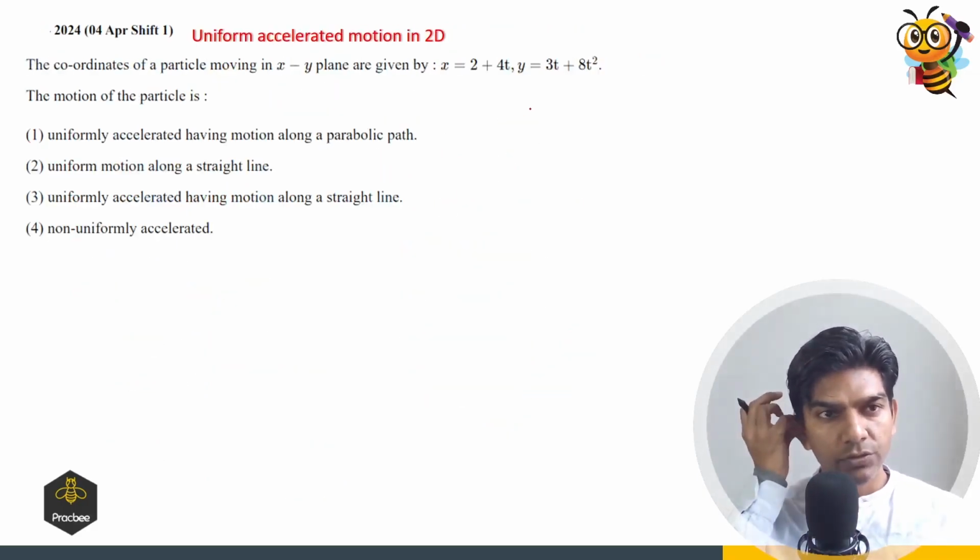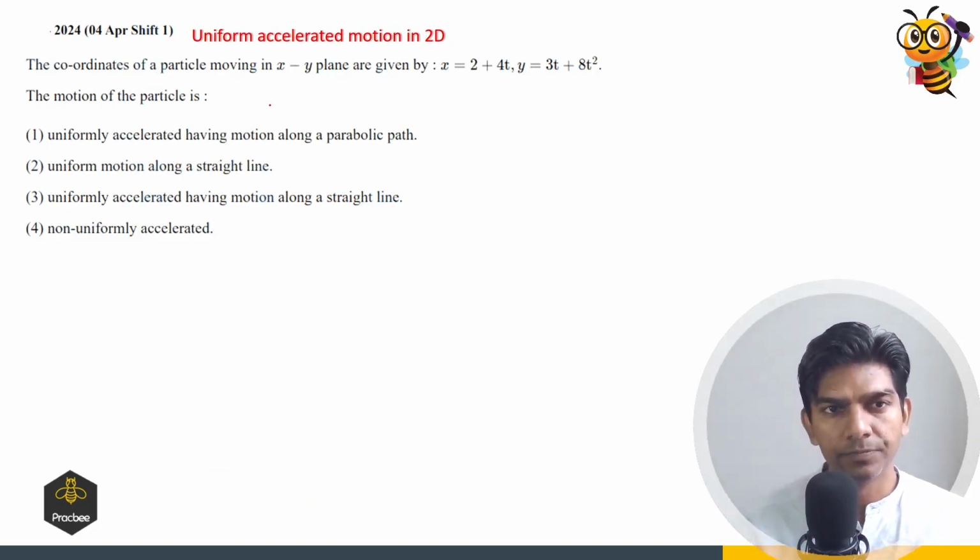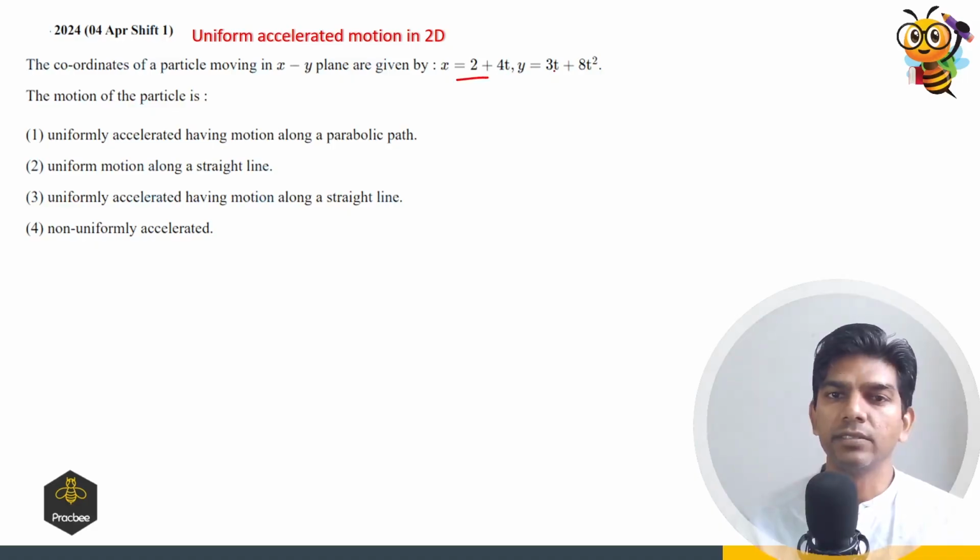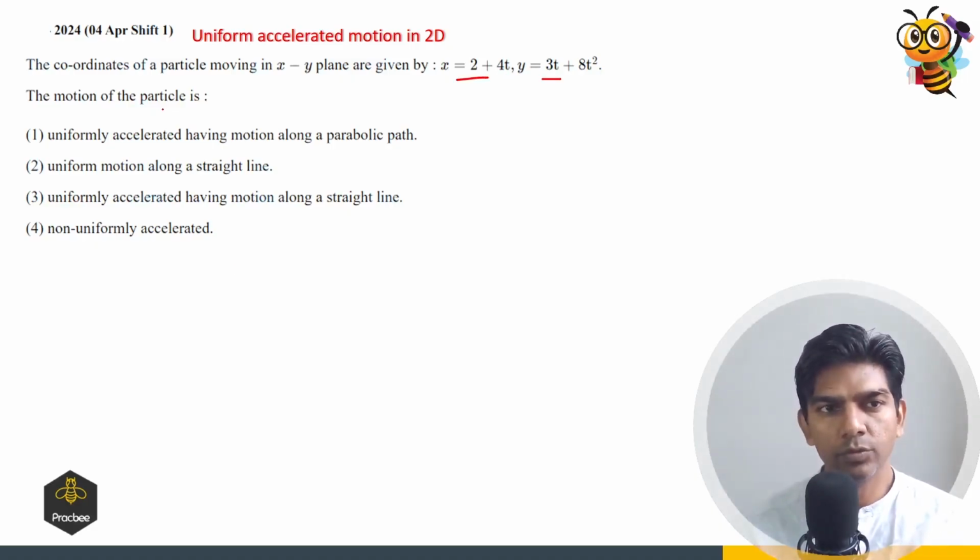Right. So now let us see the next question. The coordinates of a particle moving in the xy plane are given by this. So x is a function of time, y is a function of time. The motion of the particle is: uniformly accelerated, having motion along a parabolic path; uniform motion; uniformly accelerated, having motion along a straight line; or non-uniformly accelerated motion.